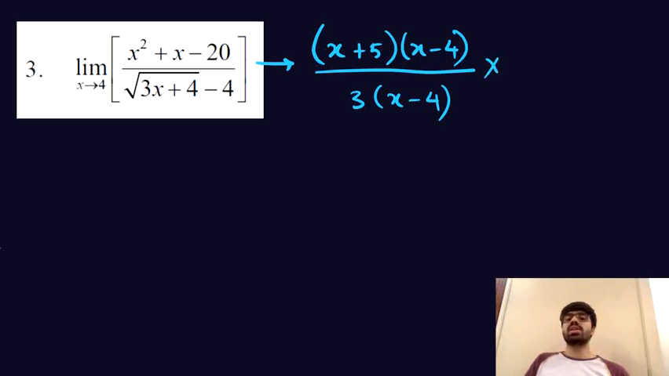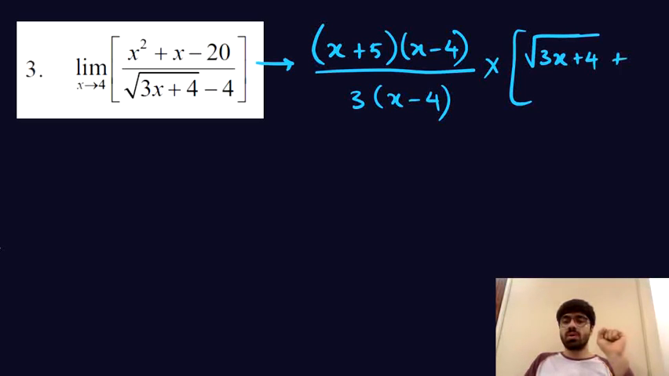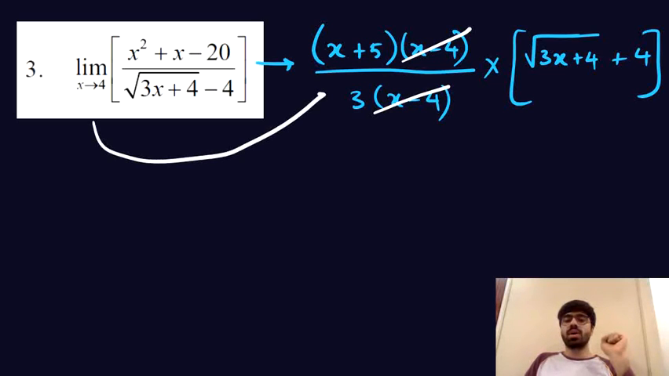But because you are rationalizing, there will be a term left in the numerator, and the leftover term in the numerator will be root over 3x plus 4 plus 4. And yeah, now you can finally cancel off x minus 4 in the numerator and denominator. Put the value of x as 4 in the final expression to get the value of the given expression.